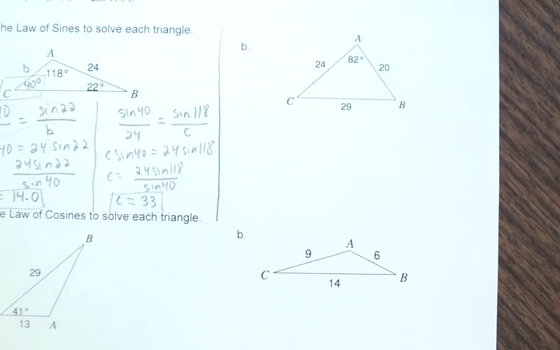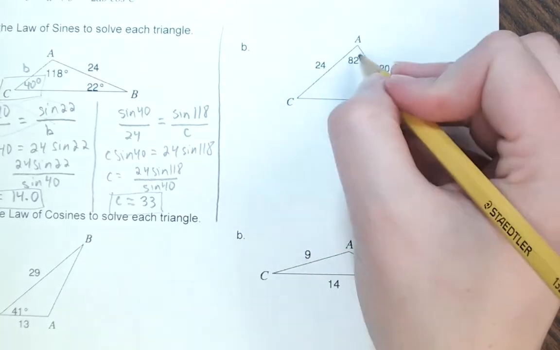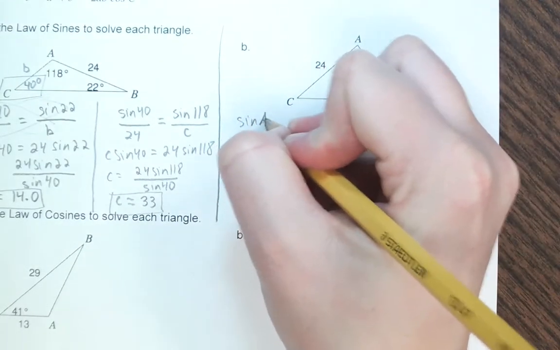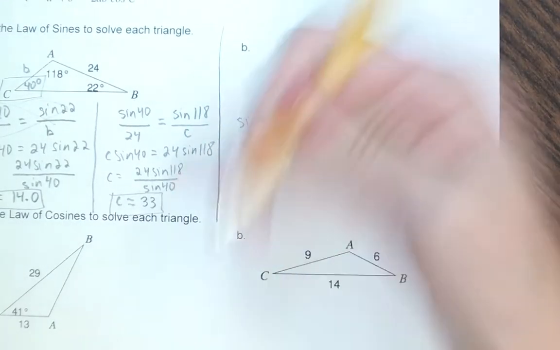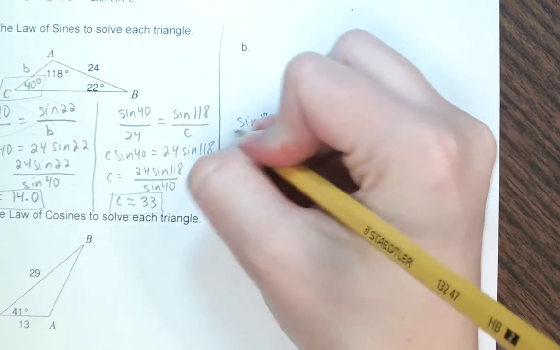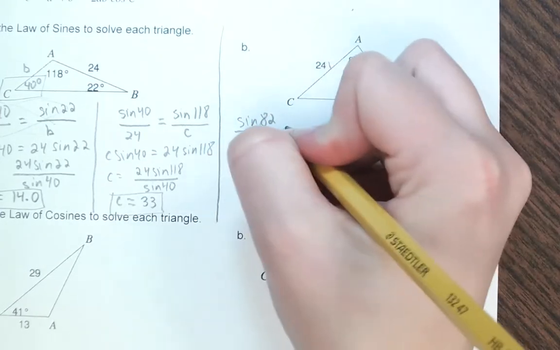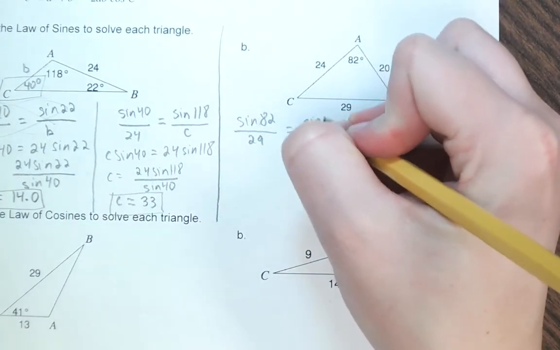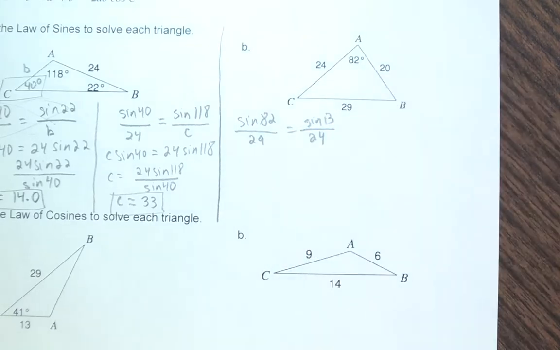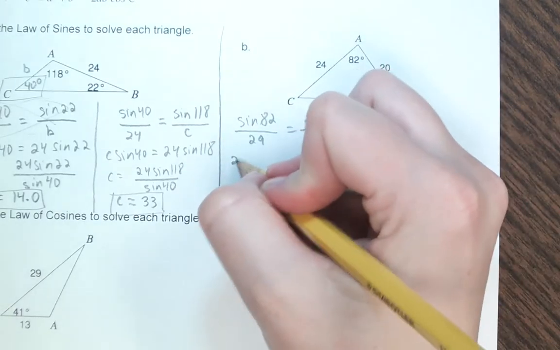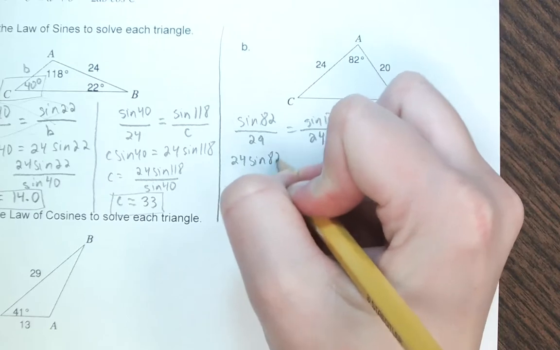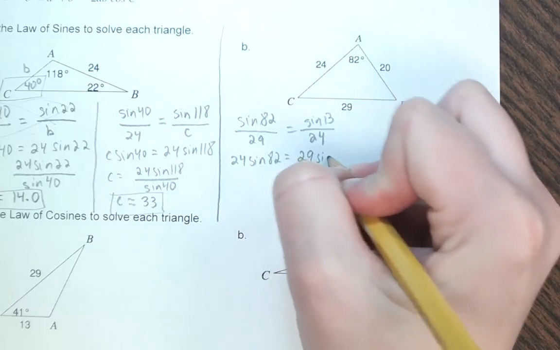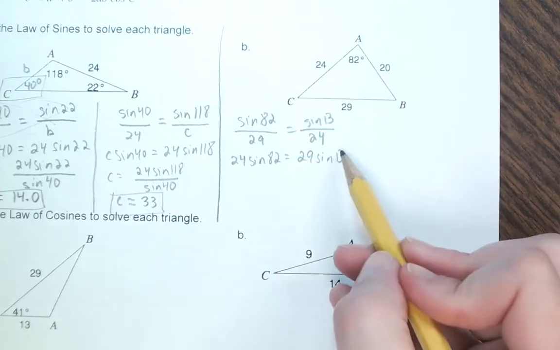So I'm going to do law of sines again here. I'm going to start with sine of A, which is 82, over side opposite, equals, and now I can pick one. If you want to do B or C, let's do B. So I'm going to say sine of B over 24. Same process, cross multiply. And now we've got to get the B by itself.